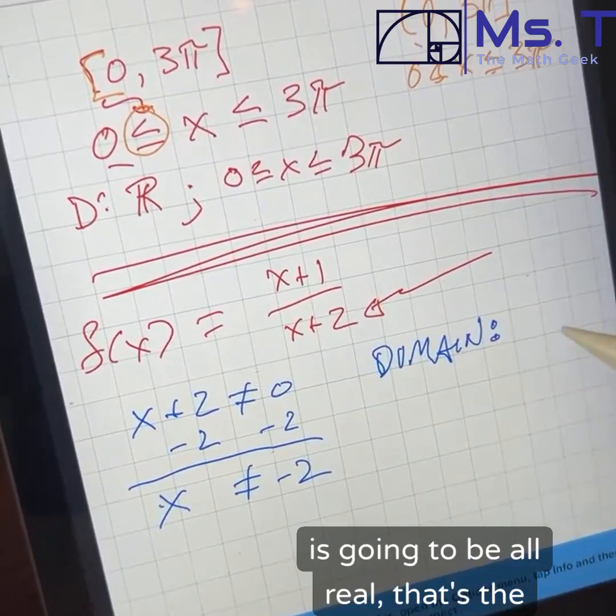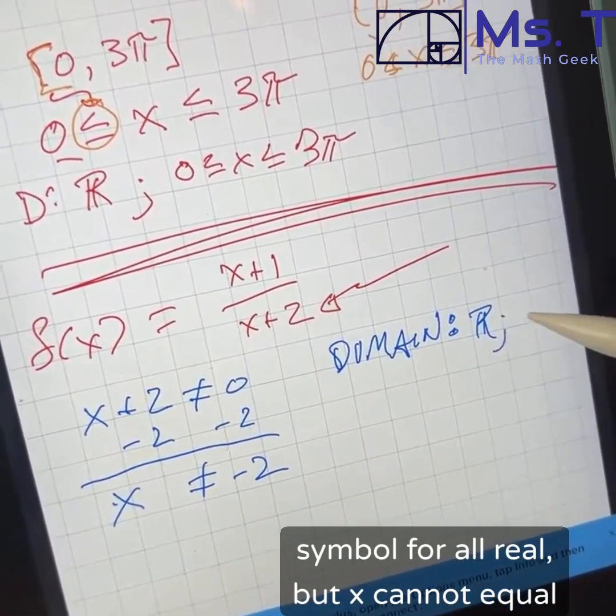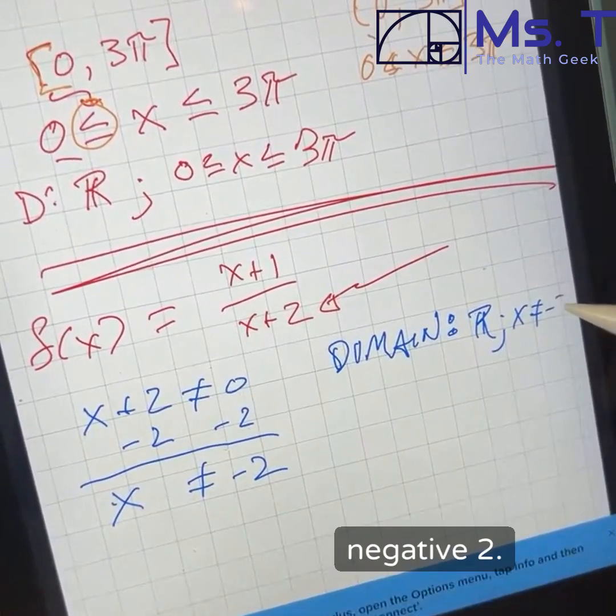So the domain is going to be all real. That's the symbol for all real. But x cannot equal -2.